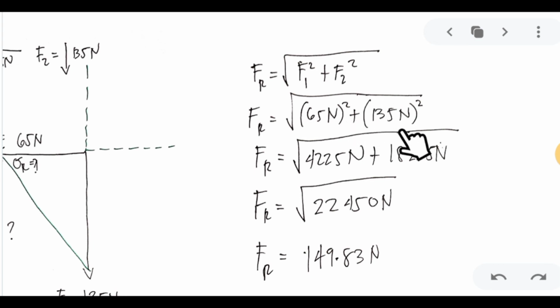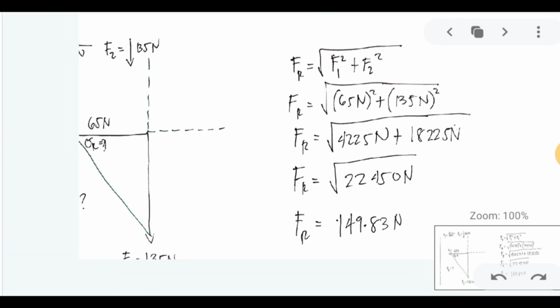The value of your F2 is 135 Newton, then square that. 65 Newton squared is 4,225 Newton. 135 Newton squared is 18,225 Newton. And then get the sum, that would be 22,450. Get the square root, that is 149.83 Newton. Therefore, the resultant force is 149.83 Newton here.